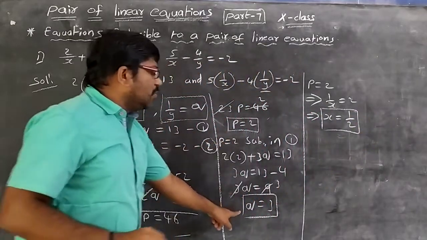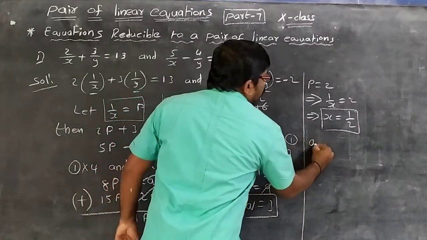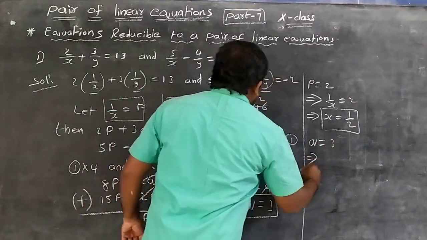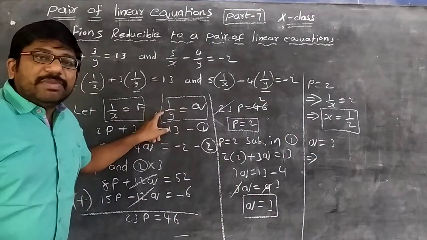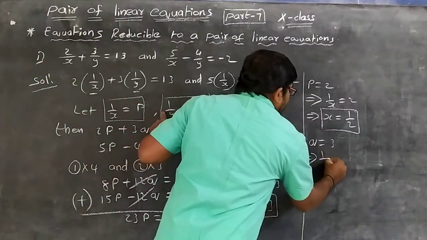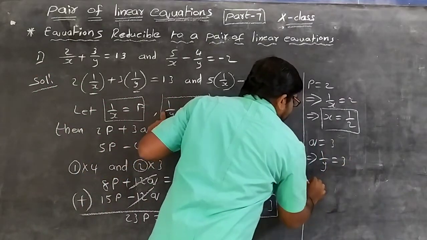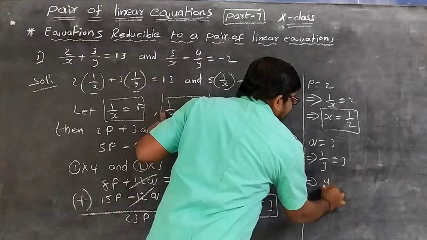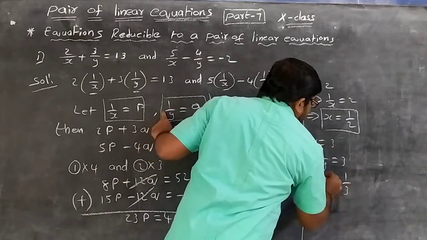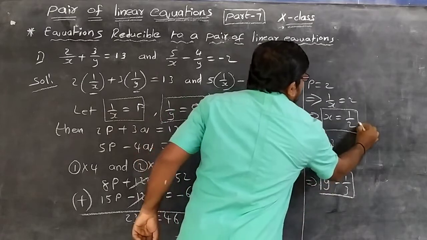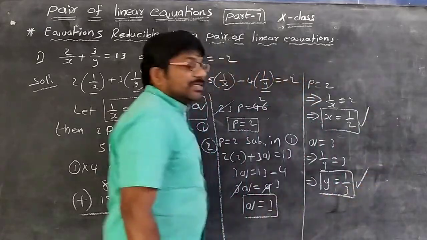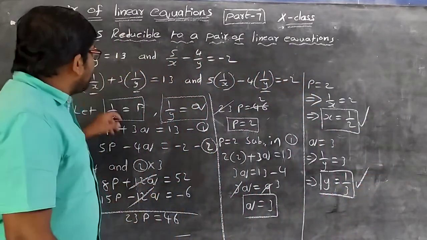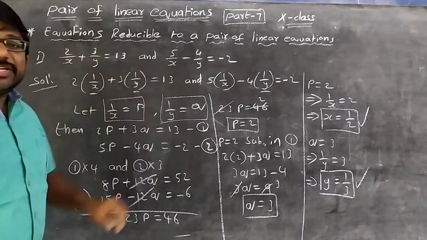And what is q value? Q is equal to 3. That implies, what is q here? 1 by y. 1 by y is equal to 3. That implies y is equal to its reciprocal, 1 by 3. So x and y is the solution of this pair, right?